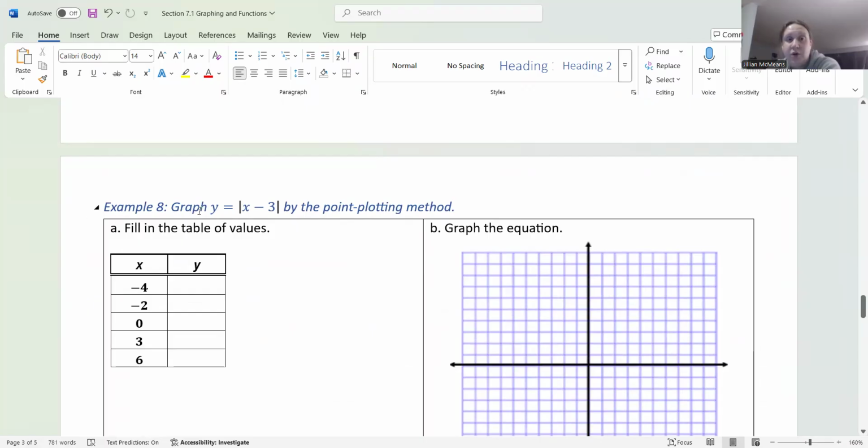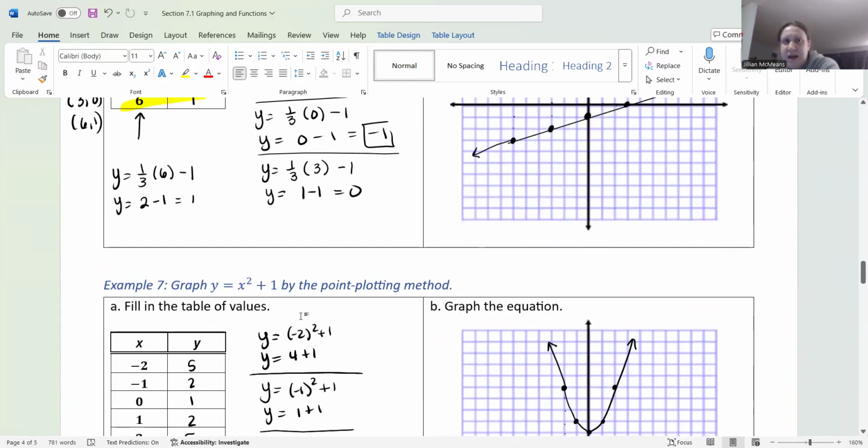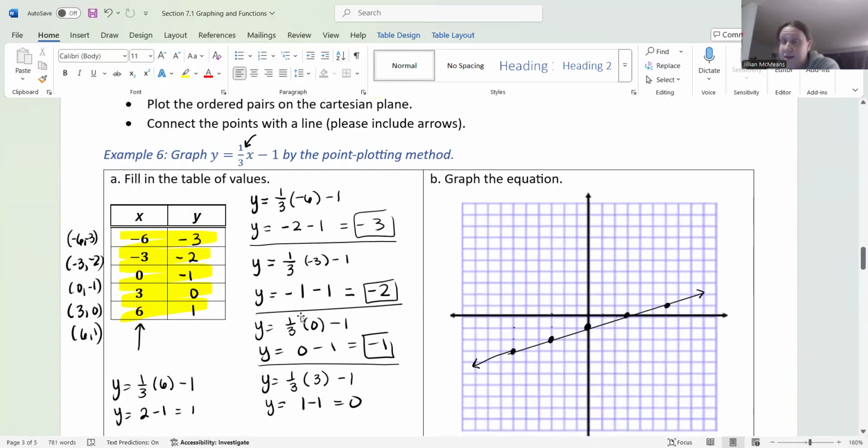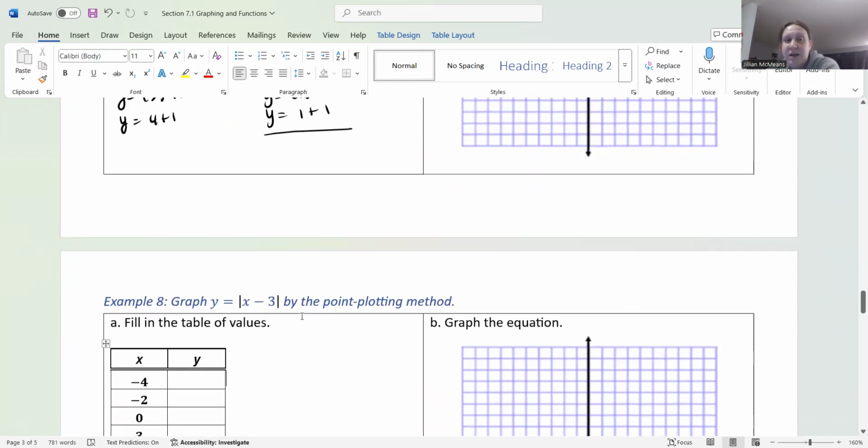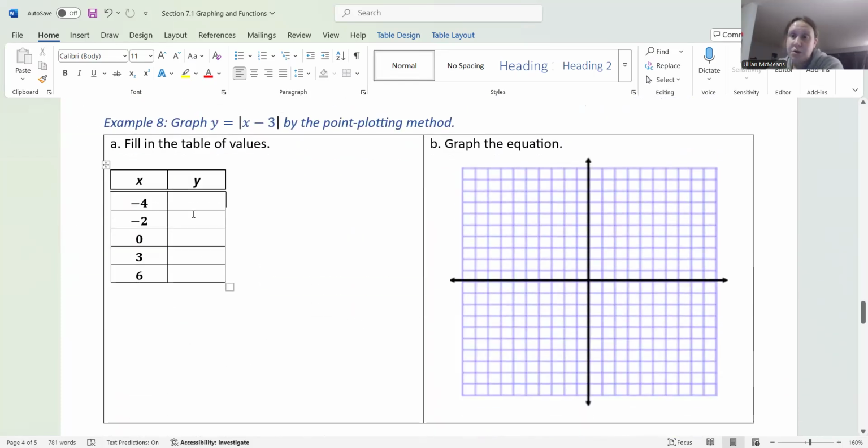Okay, we have the graph of y equals the absolute value of x minus 3, and we're going to plot by point plotting. Notice here in the table, I have some really wacky values. Okay, I have -4, -2, 0, 3, and 6. They're kind of all over the place, whereas up here for both of these examples, there was kind of a pattern to the x's that I chose. Well, down here, we've got to be really careful. When you're choosing values for x, you want to make sure that you choose values for x that truly depict the shape of your graph, okay?